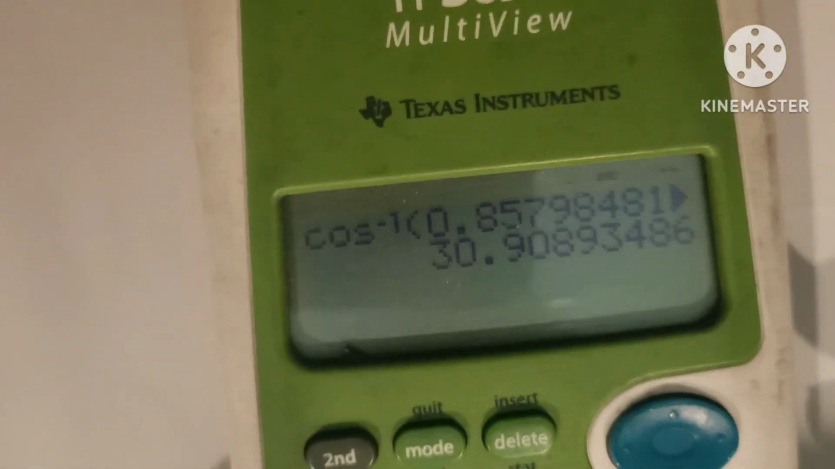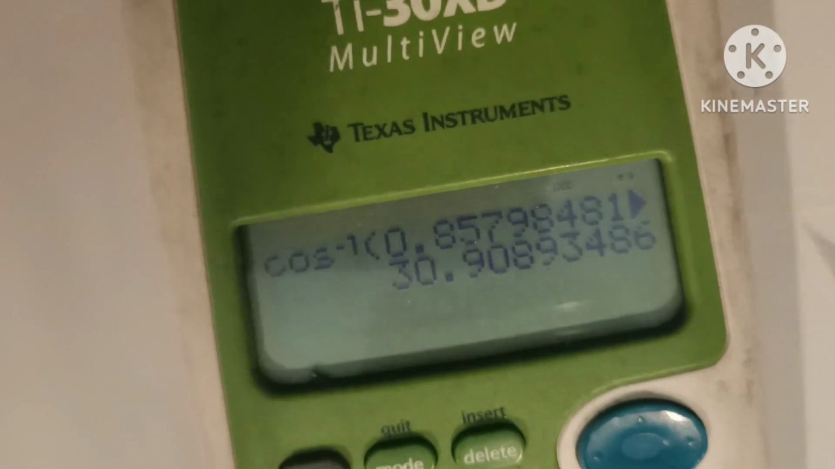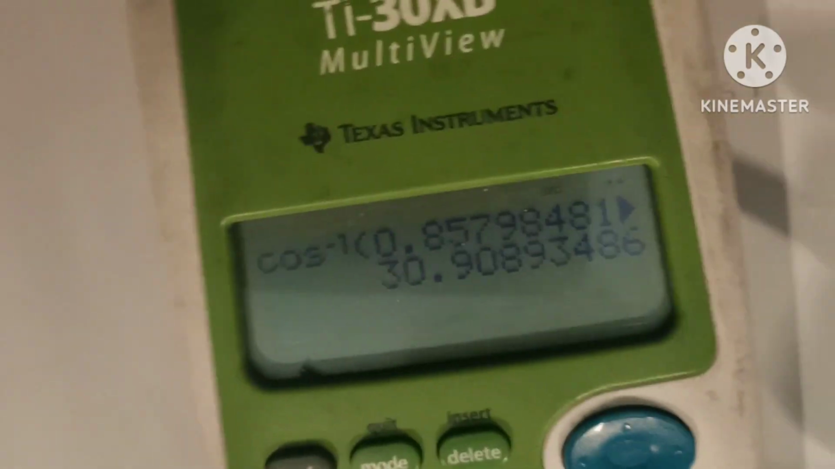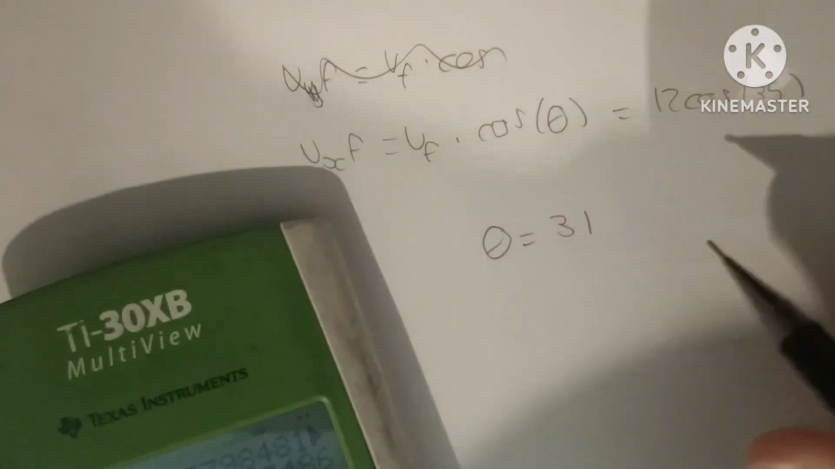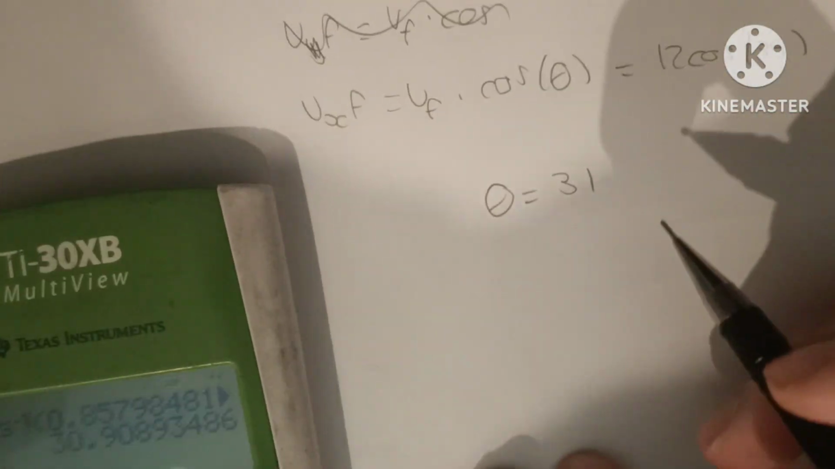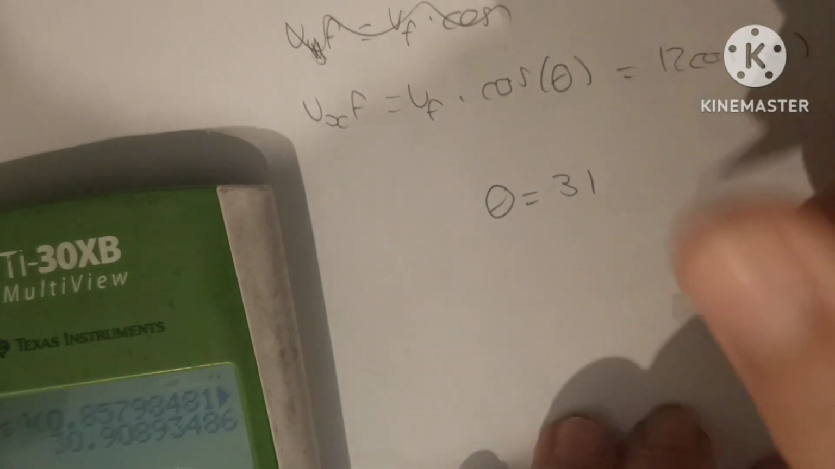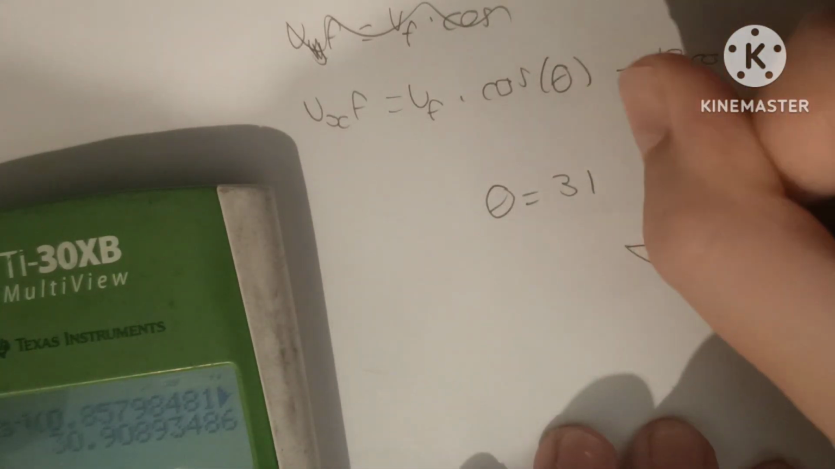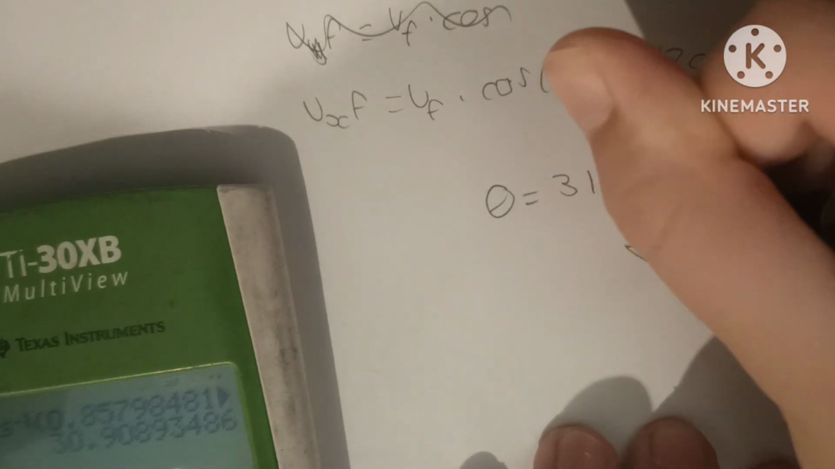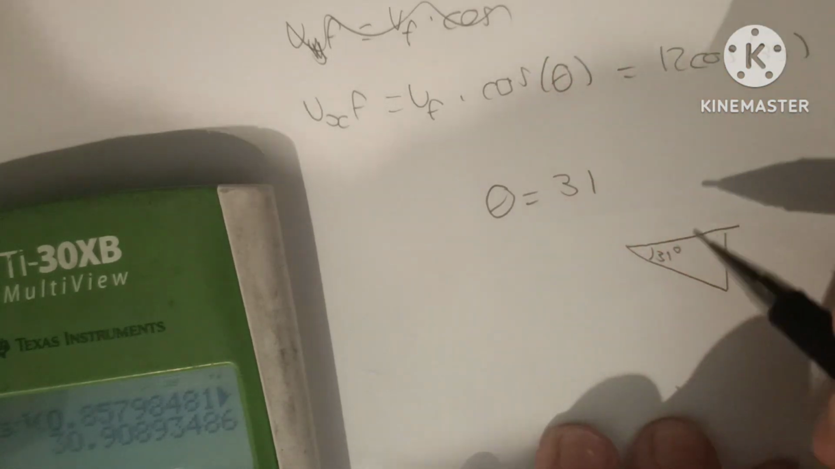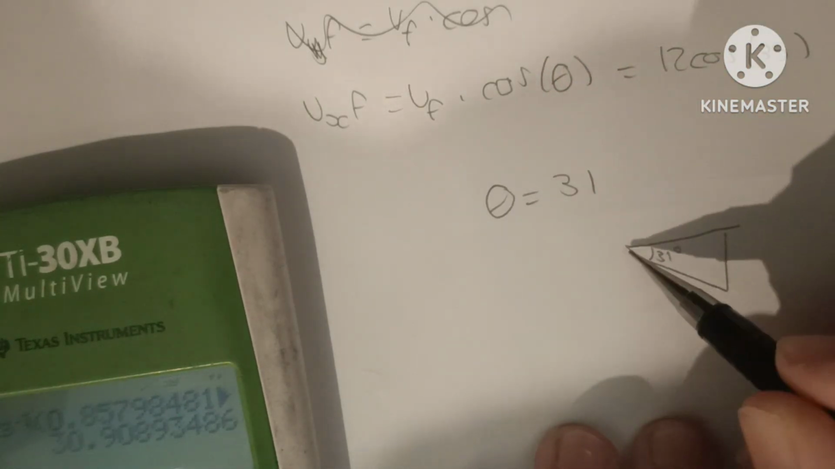So to round that, as the question says that it wants us to round it to the nearest whole number, it will be 31. So theta will equal 31. Meaning that when the ball enters the hoop, it will be 31 degrees below the horizontal, meaning like this. It will be 31 degrees below the horizontal as it enters the hoop. So it will be right here.